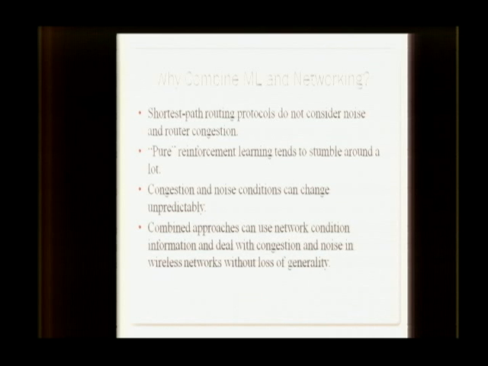Congestion and noise conditions can change unpredictably, which is an ideal situation for machine learning. We cannot predict beforehand what we're going to need or where things should go. We have to deal dynamically with changing situations, and that's where some sort of machine learning and adaptive algorithm comes in. The combined approaches can use network condition information and deal with congestion and noise in wireless networks without loss of generality. So what I'm going to show you is something I've got some examples of, but they work in a more general sense as well.